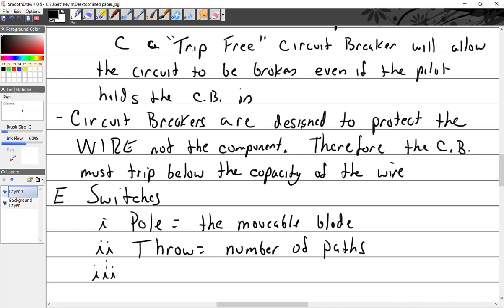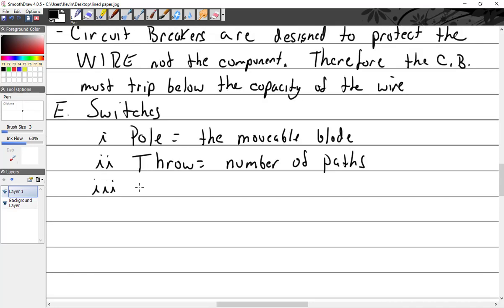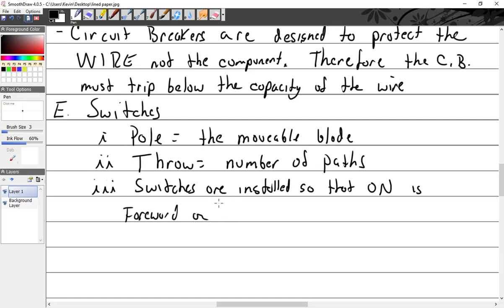I was just talking about this today. This is a law. Switches are installed so that on is forward. Or what? Upward. Forward or upwards.